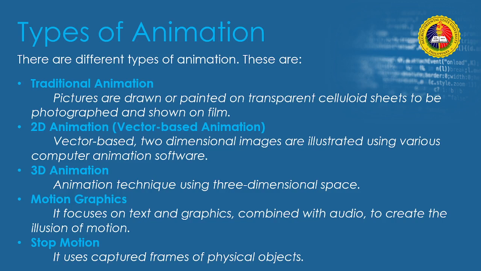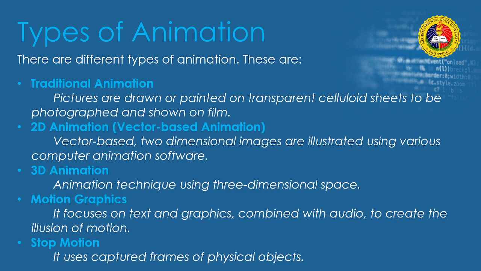The 3D animation technique is the same concept as 2D animation, but using three-dimensional space. Meaning if 2D animation is flat, with a flat surface, it only has length and width, while 3D animation has length, width, and depth. All right? You can see the difference between 2D and 3D. So 2D is like your cartoon, flat, a flat surface, so to speak. There are only length and width. But 3D uses three-dimensional space. That means it has length, width, and depth.